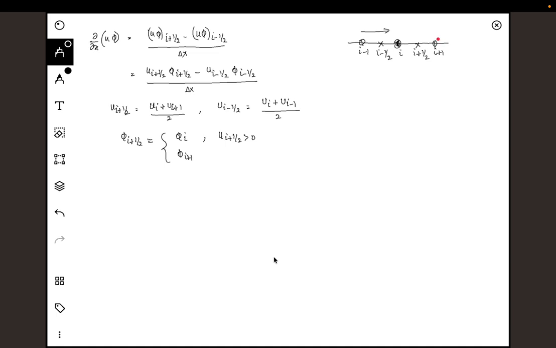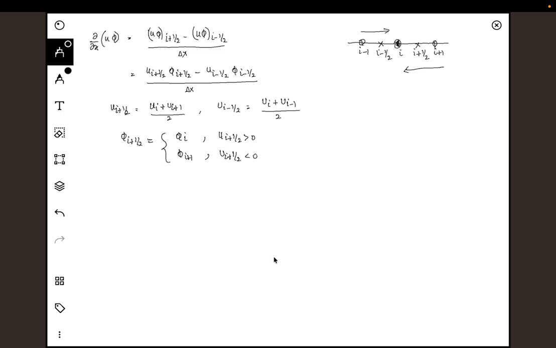So when u is positive, we will say phi at i plus half is equal to phi i. So this is a conservative estimate. In a similar way, if for example the flow is happening in the reverse direction, so if it is happening from right to left, then the temperature here would actually be carried by the temperature that is at this point. This will be phi i plus 1 if u at i plus half is negative.